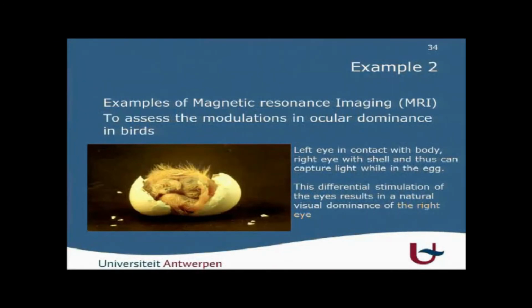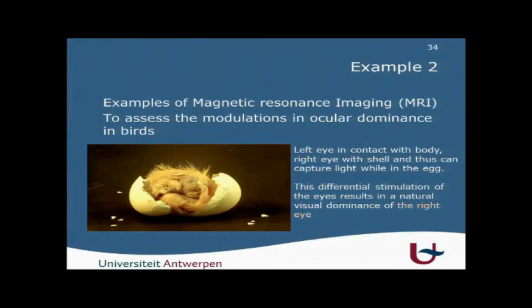Example 2, I was talking about neuroplasticity of the visual system, ocular dominance, and I said that in small cats or in mice, you can cover one eye and then see that the projections from that eye will diminish and the projections from the eye that is open will increase. I show you some data from a natural model.